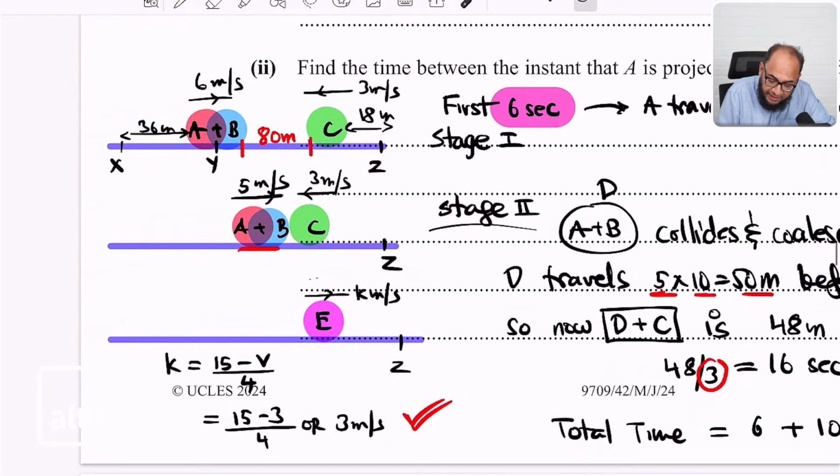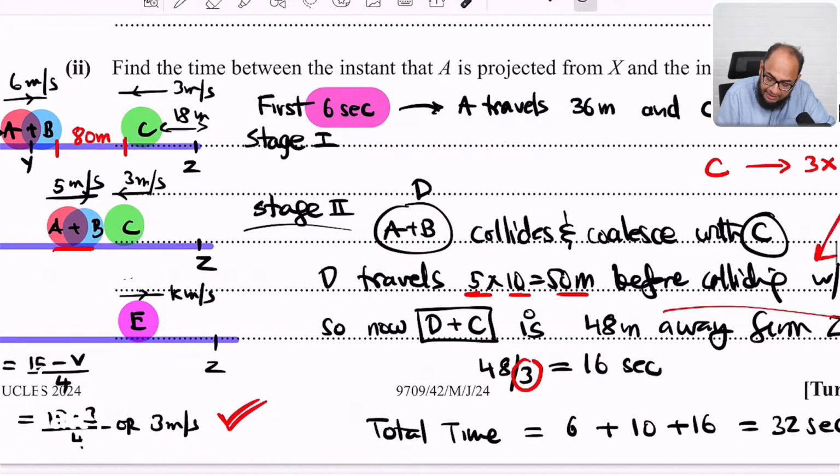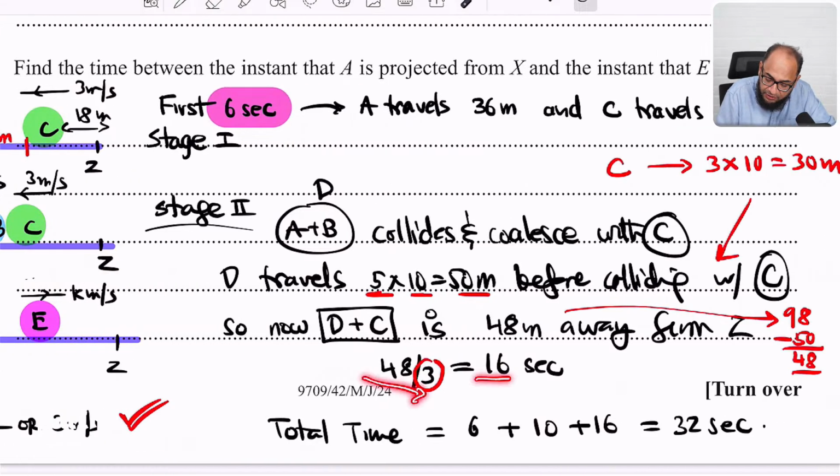The value of k of this particle, the speed, is how much? 15 minus 3 over 4, which is 3 meters per second. So therefore, 48 divided by 3 is 16 seconds. 6 plus 10 plus 16 comes out to be 32 seconds.